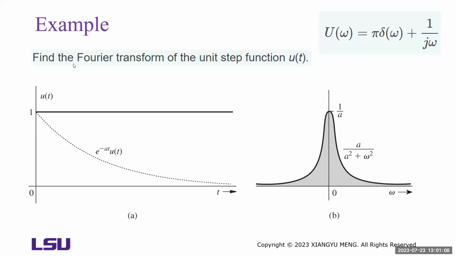This example is to find the Fourier transform of a unit step function, u(t). I just show you the result without the calculations. I will show you how to get this result using MATLAB. The Fourier transform of the unit step function is pi delta(omega) plus 1 over j omega.